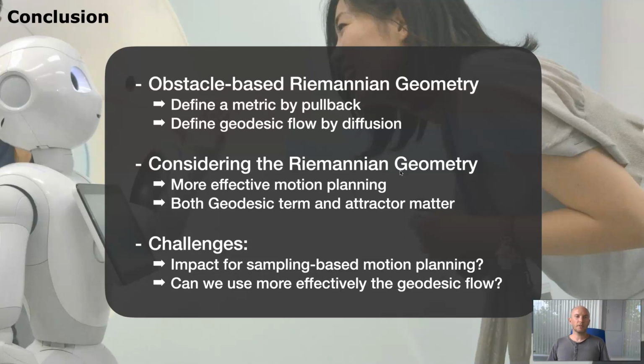So obstacle-based Riemannian geometry is defined in this work using a pullback metric for the metric itself, and using diffusion for the geodesic term. And we find that considering Riemannian geometry actually leads to more effective motion planning, and both the geodesic term and the attractor matter. And finally, the challenges are, what is the impact of this for sampling-based motion planning, which has been studied for the last 30 years, and how can we use more effectively the geodesic term.